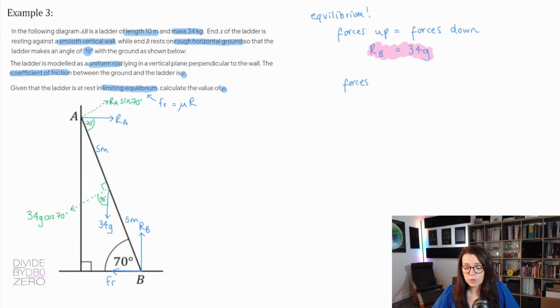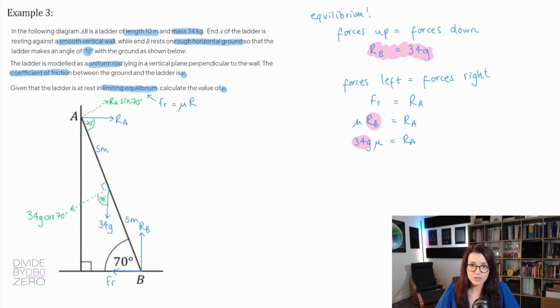We can also say that forces left are equal to forces right. Forces left, we just have friction, and forces right, we have the reaction force at A. Now we know friction is equal to mu R, so I'm going to replace friction with mu RB, because friction is acting on the floor at B. That's equal to RA. I'm going to sub in 34G for RB, so it's going to become 34G mu is equal to RA. Now in this question, we ultimately want to find mu. So if we can find RA, then we can calculate mu.